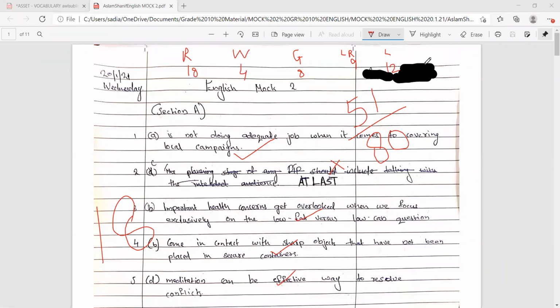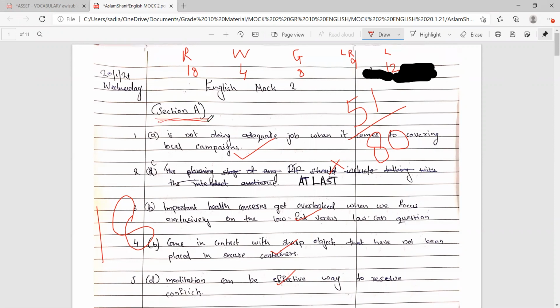Hello students, this is one of the answer scripts of mock 2 English subject code 184. Let us go through the paper and evaluate that the questions are written very clearly. The candidate has written section A, but now it is called part A.